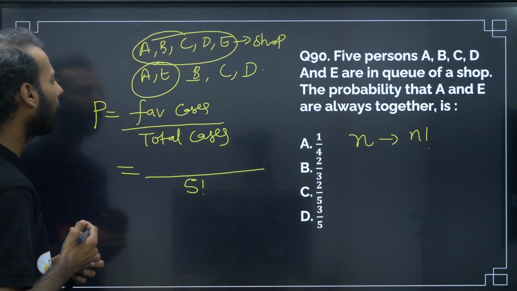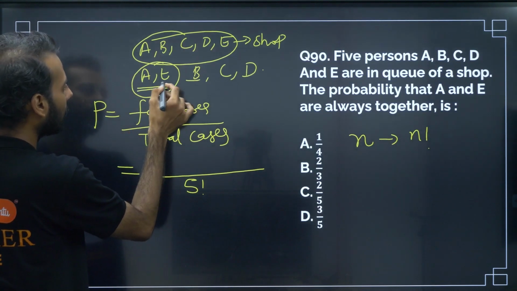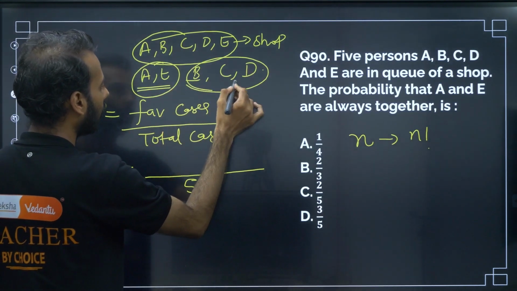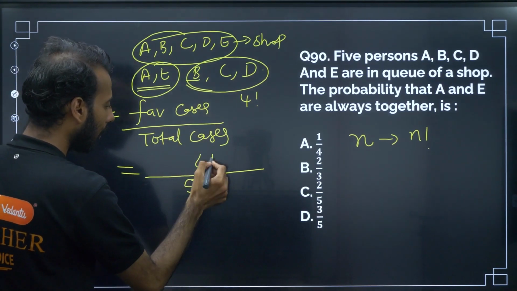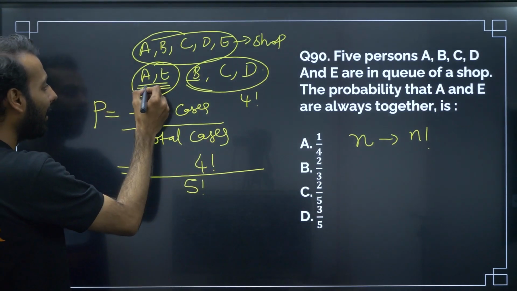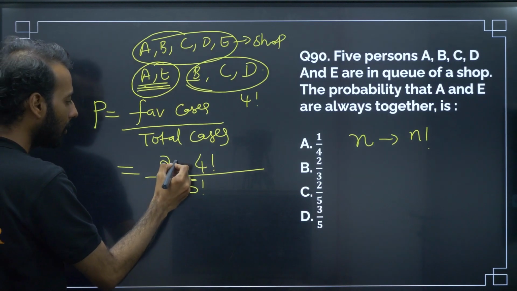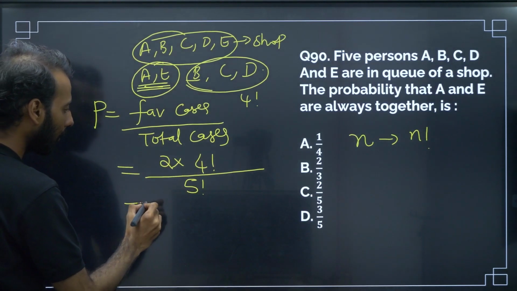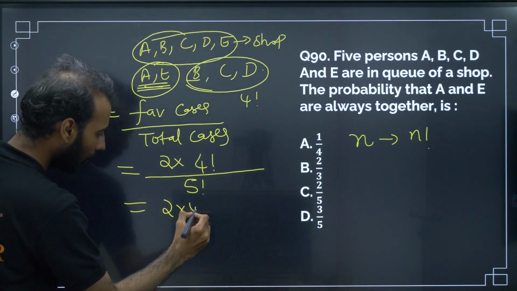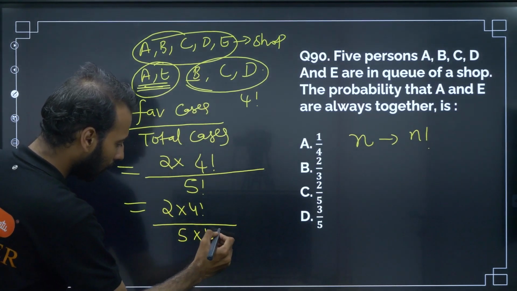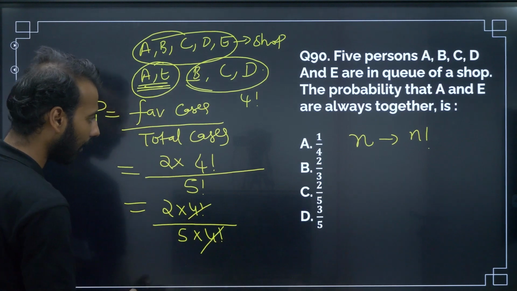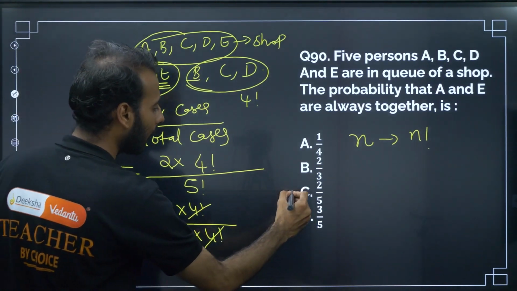Favorable cases, how many favorable cases are there? See here, when we are considering these two as one unit, 4 objects we have to consider. So that can be arranged in 4 factorial ways. And also A and E among themselves can be arranged in 2 ways. So 2 into 4 factorial by 5 factorial. For 5 factorial, I will write 5 into 4 factorial, 4 factorial cancels, so 2 by 5 is the answer.